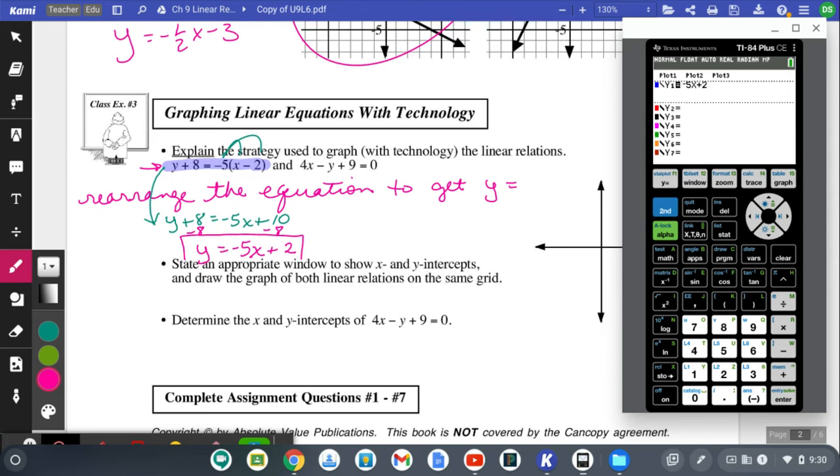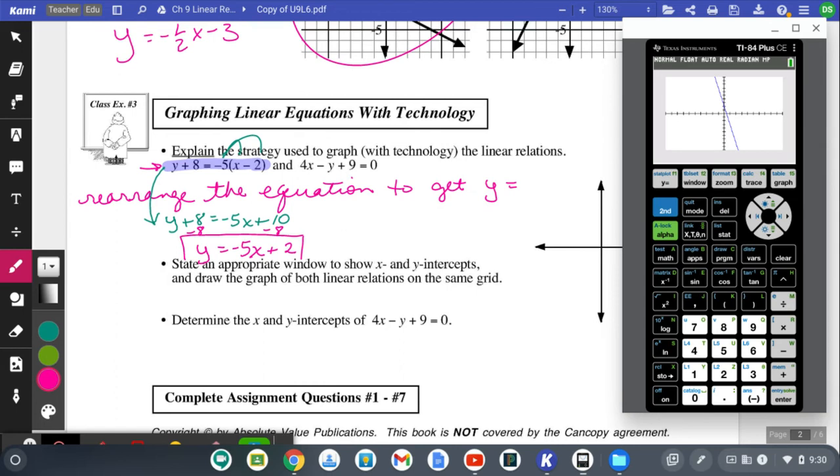Right? Minus 5x plus 2. Make sure you use this little negative button here, and then hit graph. There it is. It says state an appropriate window to show x and y intercepts. Draw and graph. Okay, I'm going to hit zoom 6. Yeah, zoom 6 is good.